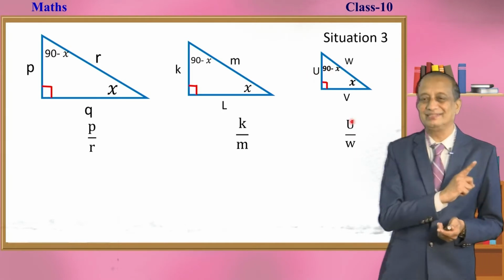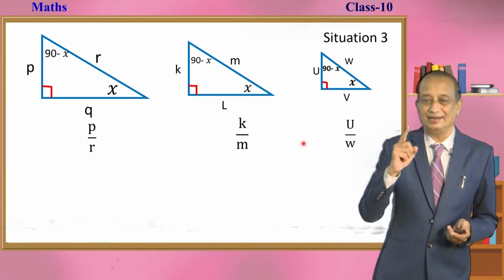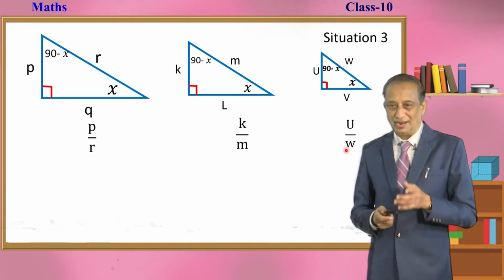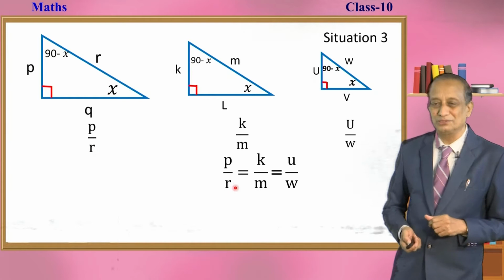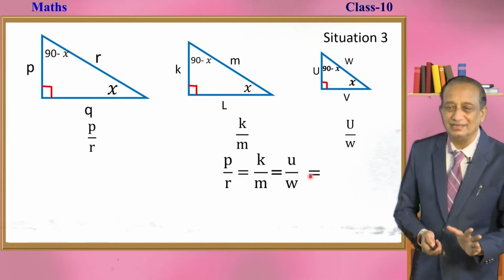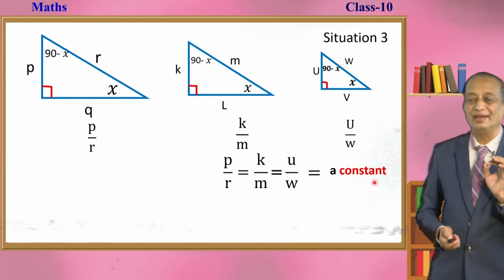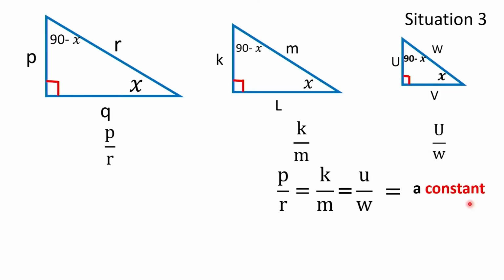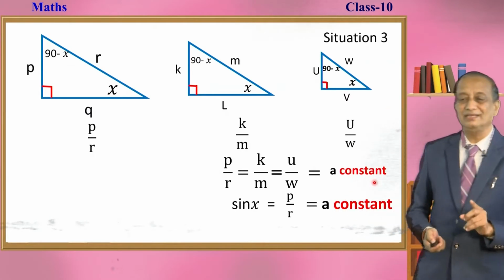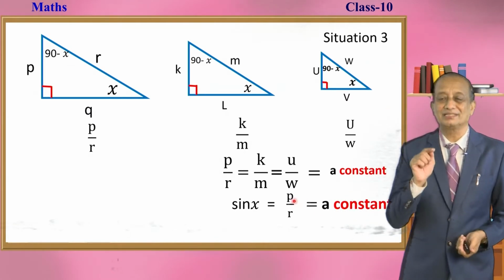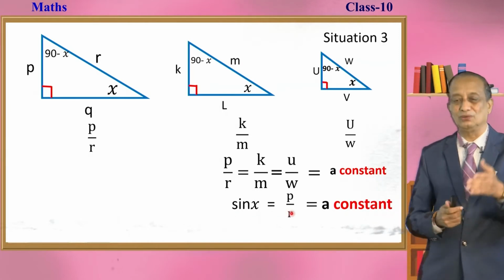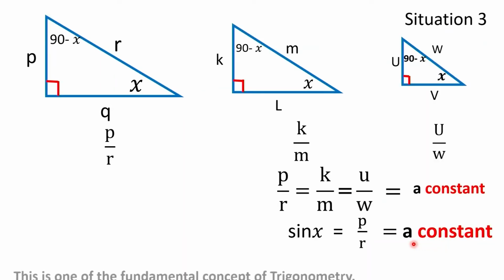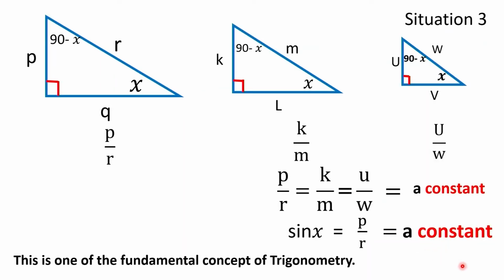Can you make any guess, children, in this regard? P by r and k by m and u by w, and it is so surprising. You will see that all these 3 ratios will be equal, equal to a particular number called a constant, a proportionality constant. Okay. Now, in future we are going to call this constant ratio sin theta, or in this case sin x, which is equal to p by r, a constant, children. This is one of the important fundamental concepts of trigonometry.